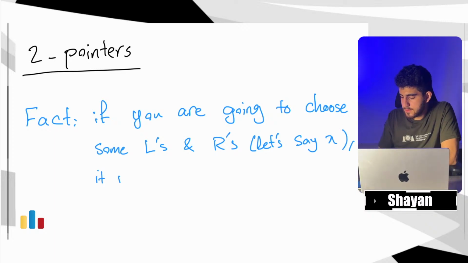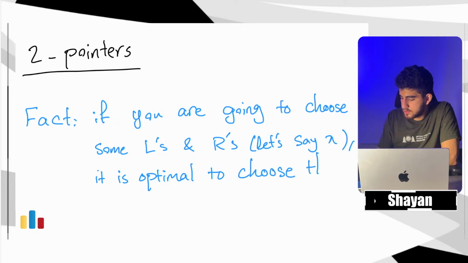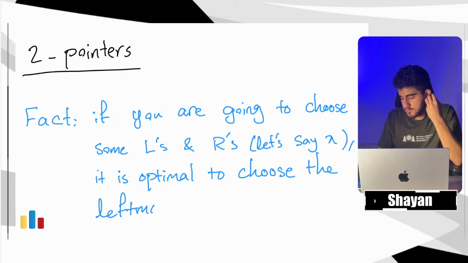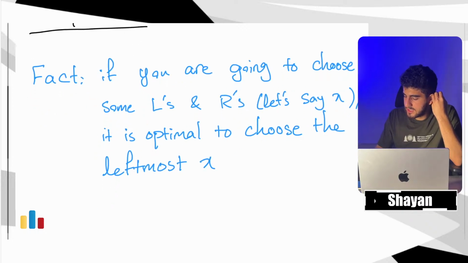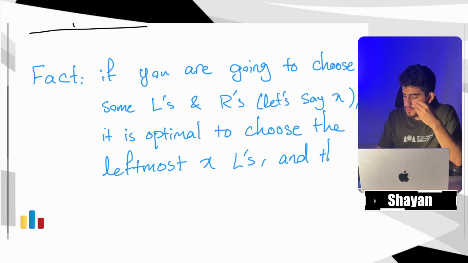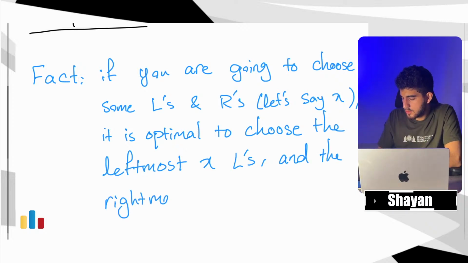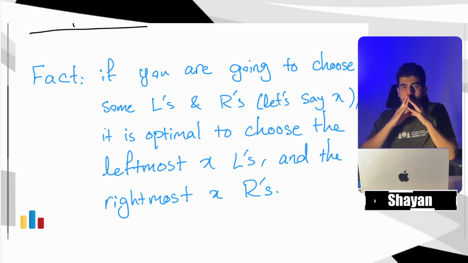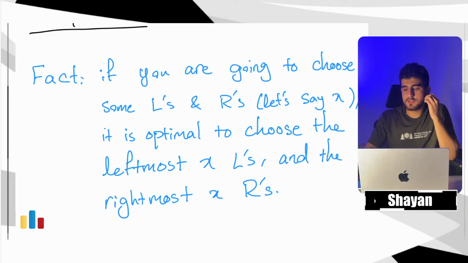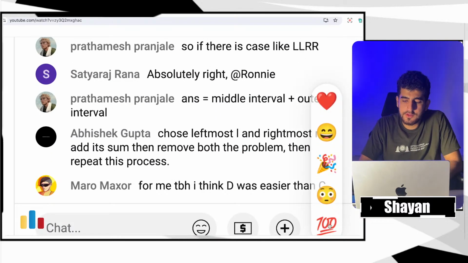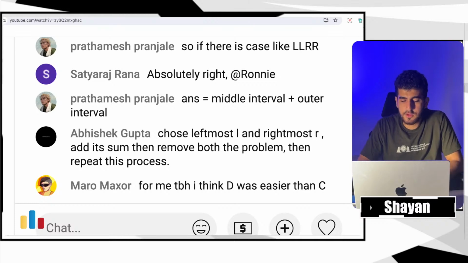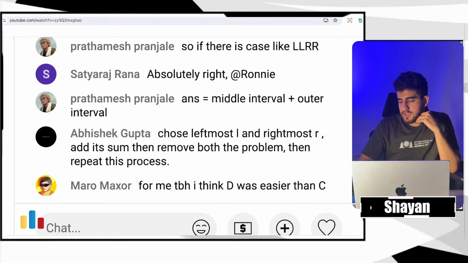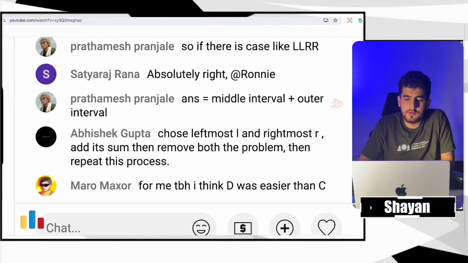it is optimal to choose the leftmost. This is the main fact, the key fact that helps you solve this problem. It is optimal to choose the leftmost X L's and the rightmost X R's. Okay, so if you are going to choose some L's and some R's, for example X L's and X R's, it's always most optimal to choose the leftmost L's and the rightmost R's. Are you completely okay with this part first? If you are okay with this part, please use this emoji or say so in the chat. If any part of this fact is not clear, first let me know so I can explain these parts more.